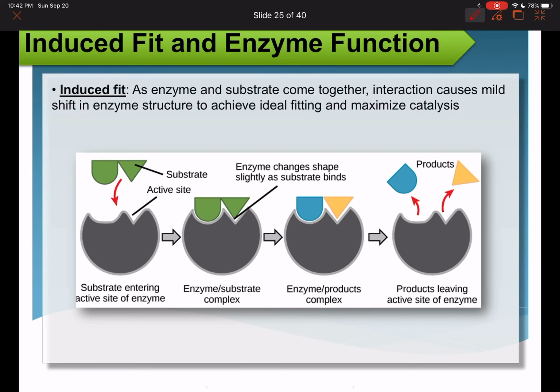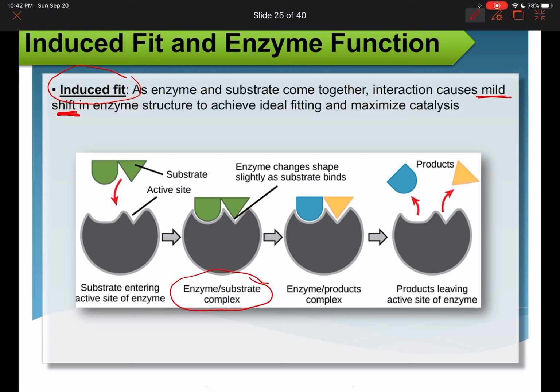Now, once the substrate binds to the active site on the enzyme, it triggers something called an induced fit. What that is, basically, is as the enzyme and substrate come together, the interaction of the enzyme-substrate complex causes a mild shift in the enzyme structure to achieve that ideal fitting to maximize catalysis.